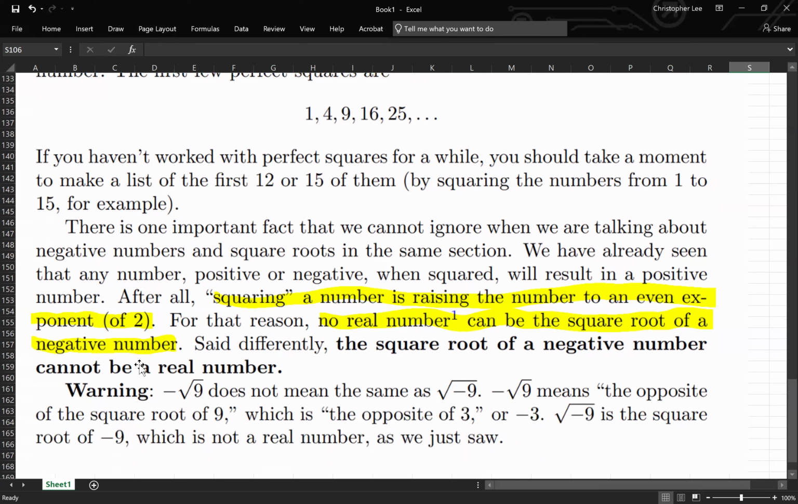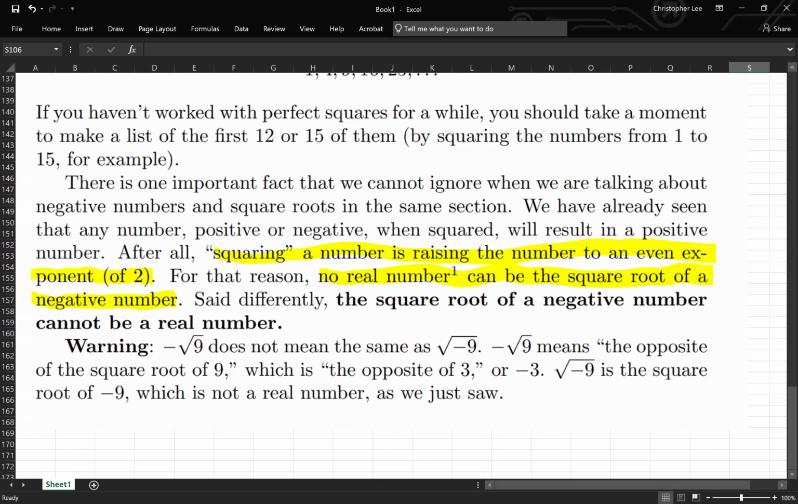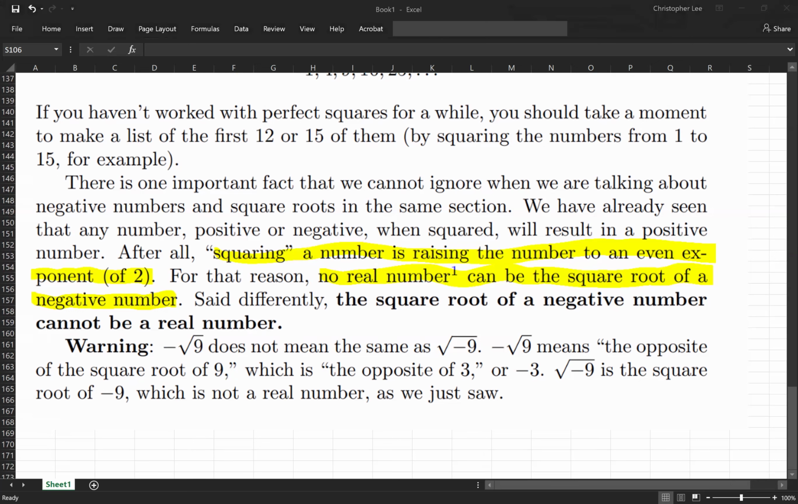Warning: the negative square root of 9 does not mean the same thing as the square root of -9. The negative square root of 9 means the opposite of the square root of 9, which is +3. Well, excuse me, -3. But the square root of -9 is the square root of a negative 9, which is not a real number, as we just saw. So be careful of that. When the negative is under the square root, something's wrong.